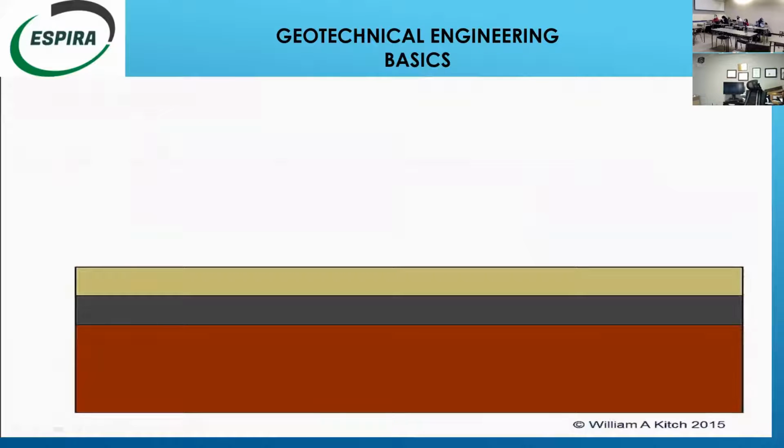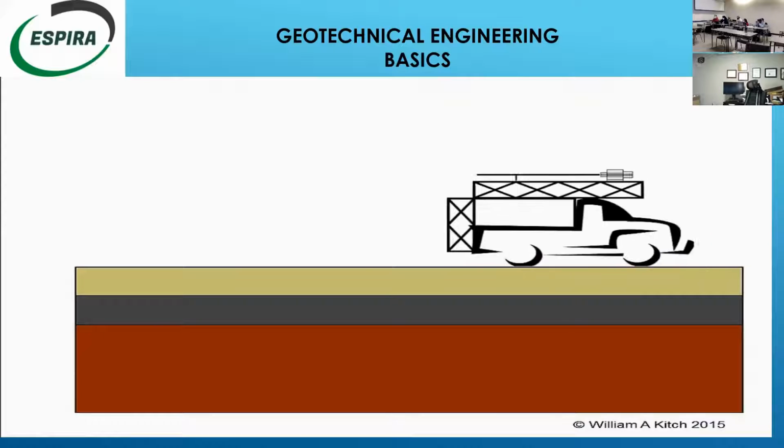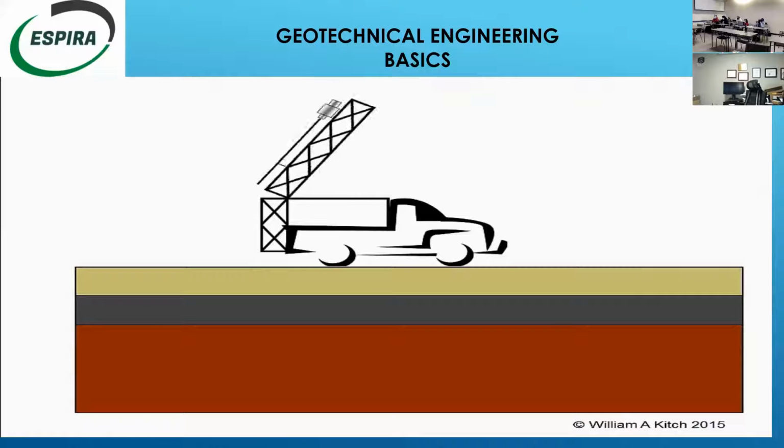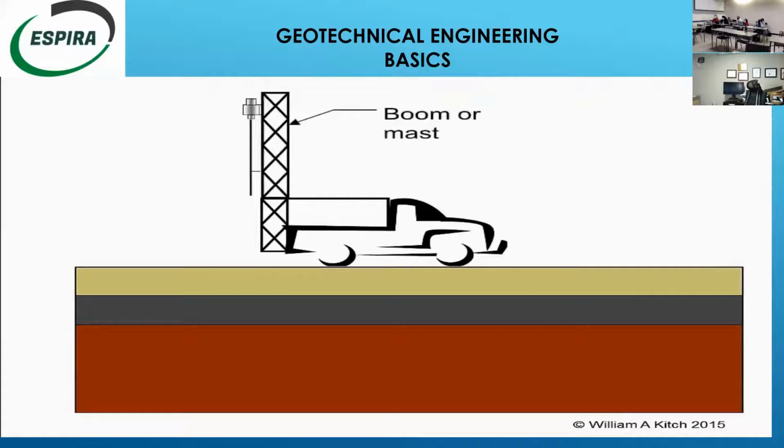The process of drilling is similar regardless of the type of drill rig used. First, we position the rig over the location where we wish to drill. Then we erect the drilling boom or mast and make sure it's vertical. A drill head mounted on the boom is the mechanism used to perform the drilling and sampling operation.